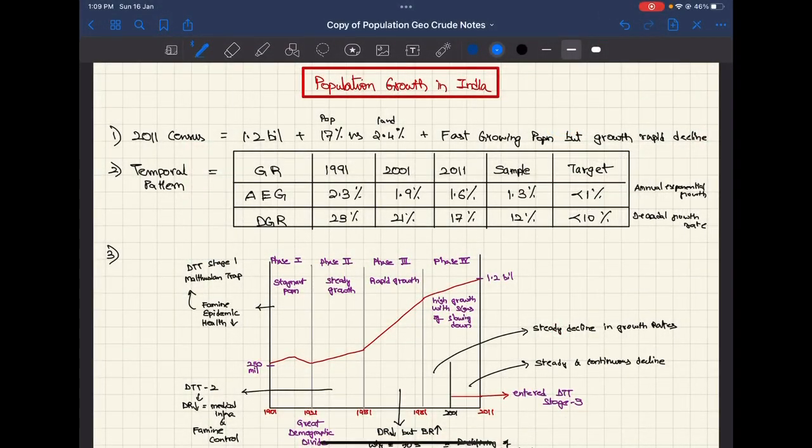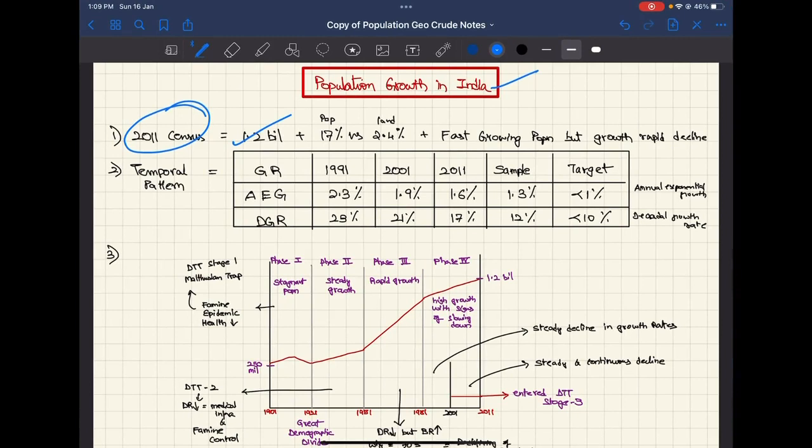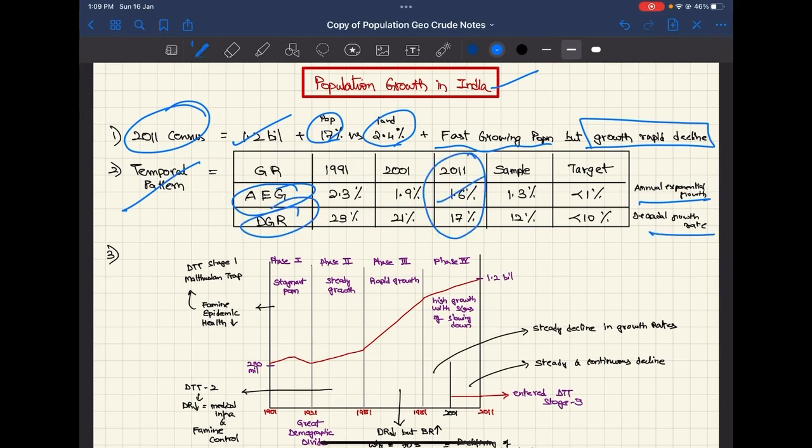Now population growth in India: according to the 2011 census, we have 1.2 billion population. So 17% population versus 2.4% land. The population is fast growing, but the growth rates are rapidly declining. For the temporal pattern, we have the annual exponential growth rate and decadal growth rate. According to 2000, they are 1.6% and 17%. We have a target of less than 1% and less than 10%.